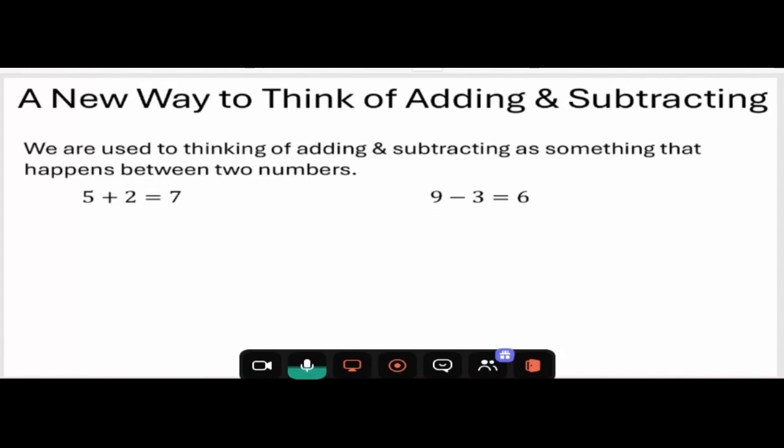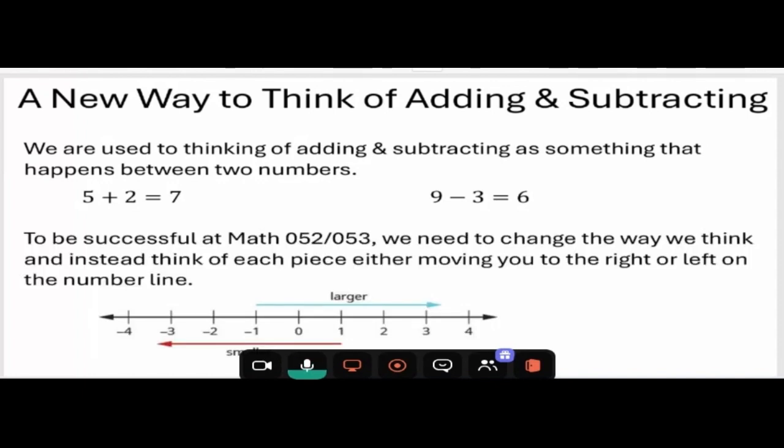So when we grew up and when we started going to school, we first think about adding and subtracting as something that's happening between two numbers. You're adding two numbers. 5 plus 2 is 7. 9 minus 3, you're subtracting two numbers. 9 minus 3 is 6. We want to change the way we think about those, and we want to think about them in terms of the number line. And again, we're not going to get into why this becomes important today, but later on it becomes really, really important.